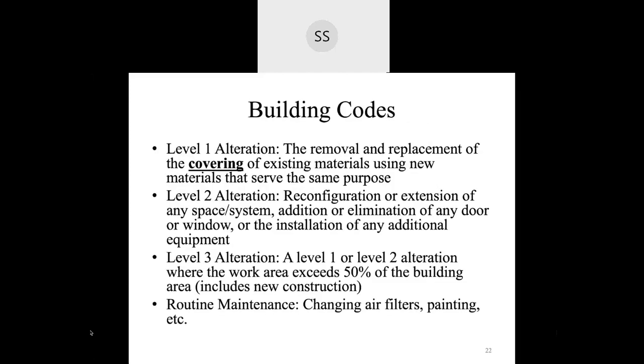And again, as a reminder, the levels of alteration: a level 1 alteration includes the removal and replacement of the covering of existing materials using new materials that serve the same purpose. A level 2 alteration is reconfiguring or extending any space, system, the addition or elimination of any door or window, or the installation of any additional equipment. A level 3 is basically any level 1 or 2 where the work exceeds 50% of the building, which also includes new construction. And finally, routine maintenance are things like changing air filters, painting, and that sort of thing.